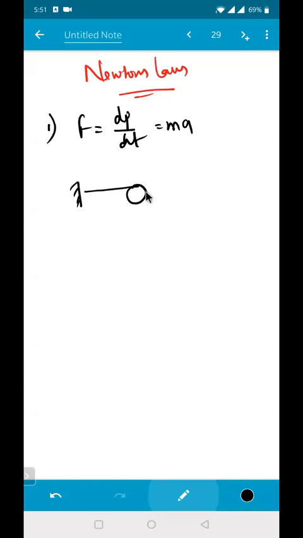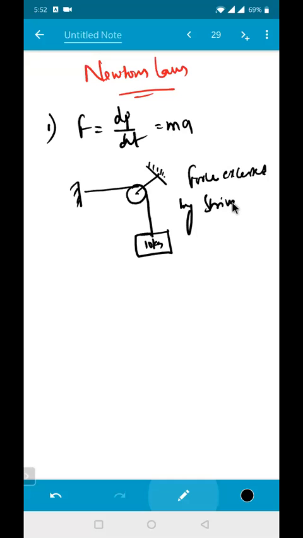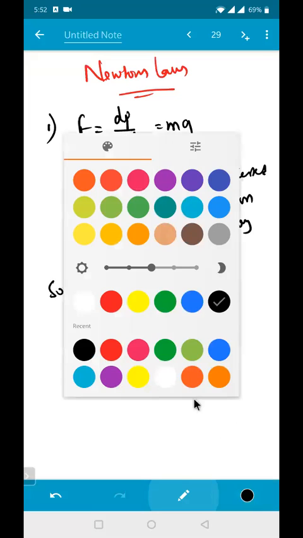Say, for example, this is a pulley, and here there is a block of, say, 10 kg, and here is a string. So the force exerted by the string on the pulley will be equal to, the question is, force exerted by string on pulley. That is the question. Come on, first make an FBD for this one clearly.